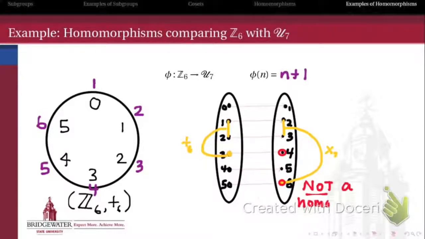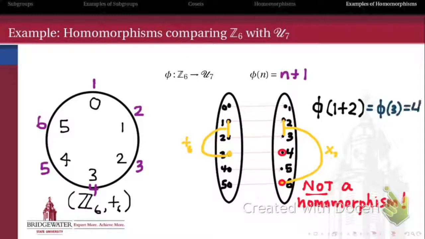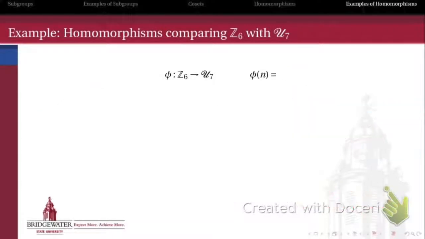So clearly, this is not a homomorphism, and to write that in more specific language, phi of 1 plus 2 is phi of 3, which is equal to 4. But phi of 1 composed with phi of 2 would be 2 times 3, equal to 6. Since those are not equal to one another, this is in fact not a homomorphism, even though it is a function that connects these two sets.